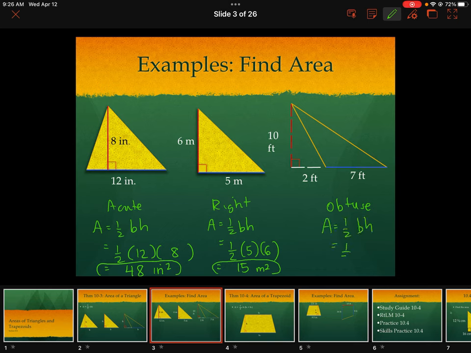The trickiest one's probably your obtuse triangle. Be careful on this one. Remember, your base is that blue segment, has a length of 7. Your height is the segment that's perpendicular to that. It's the red segment, has a length of 10. The 2 is just a piece of information there that's trying to confuse you. It has nothing to do with the base or the height. It's really telling you that the height lives 2 feet away from the base of the triangle. That does not factor into the area of it at all.